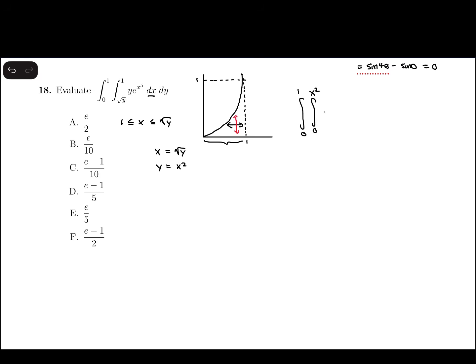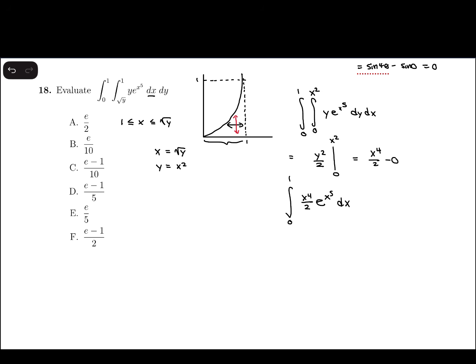How does this change everything? Well, our integrand stays the same, but now the integral changes from dy to dx. So let's evaluate this. Now it's dy. We get y squared over 2 evaluated from 0 to x squared, which gets us x to the 4th over 2 minus 0. So that's all we're left with. Now we have to evaluate from 0 to 1 of x to the 4th over 2 times e to the power of x to the power of 5 dx.